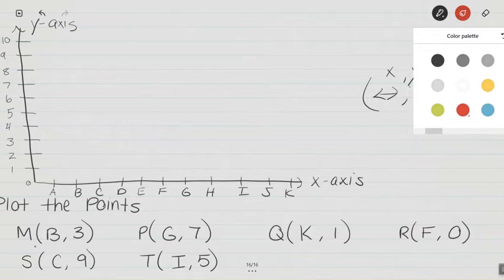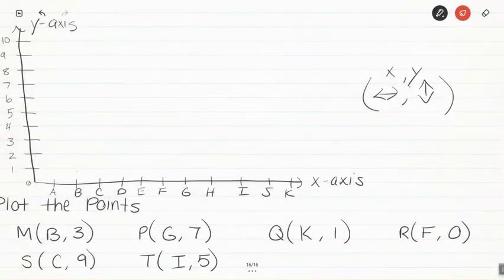So for M, I have to always start at 0. So you can see my little cursor at 0. I'm going to go over to B, and then I have to go up to 3. I'm going to do little dots just so you can kind of track where I'm headed. And I have to stop at 3. And you can see that it intersects between the 3 and the B. And we're going to label that as point M.